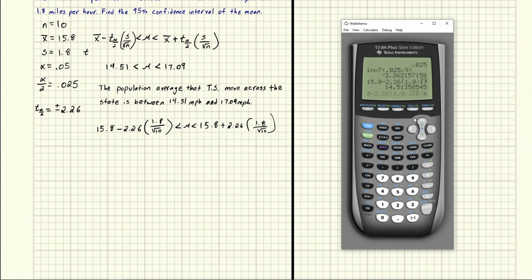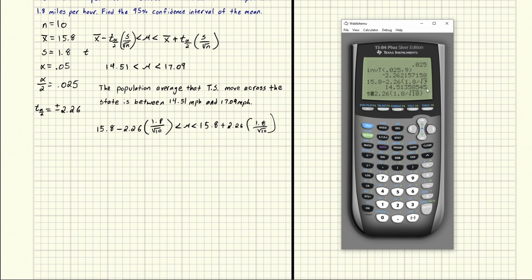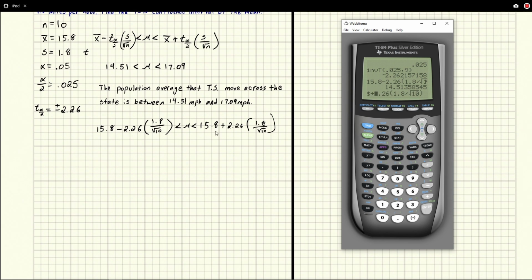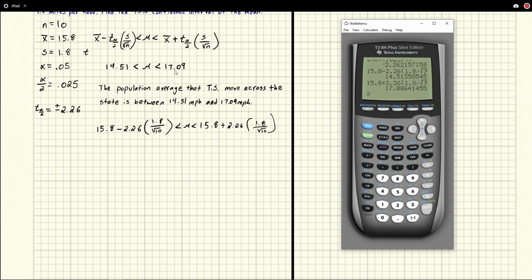Now, in other videos, I recommend putting parentheses around this square root of 10. That's just because I've seen students mess up other problems. But in this particular formula, it actually doesn't matter. The order of operations will do it in the correct order for us already. But we want to change this to a plus for this side. Enter. 17.09 when rounded. And so there you go. We get the exact same thing.